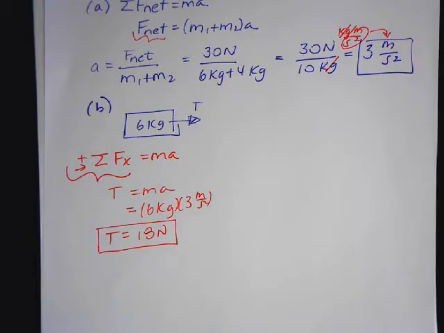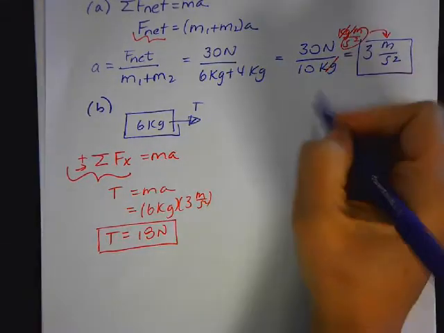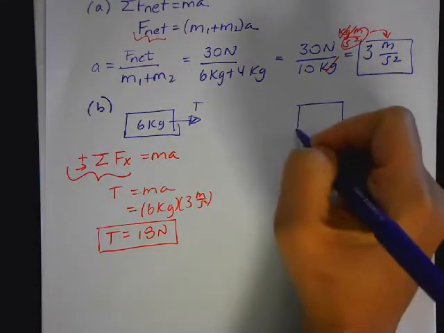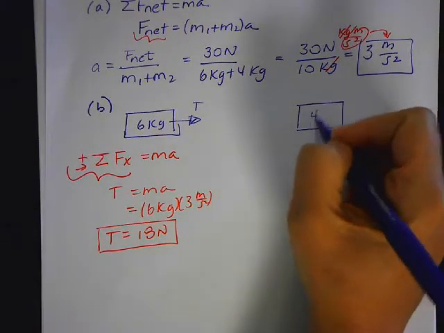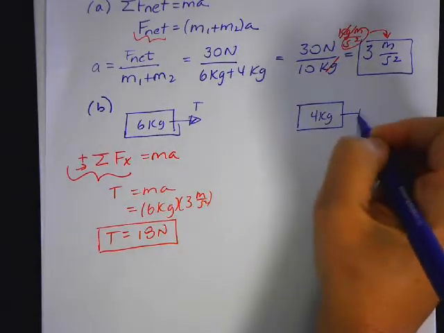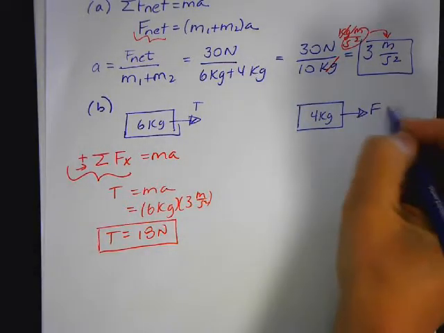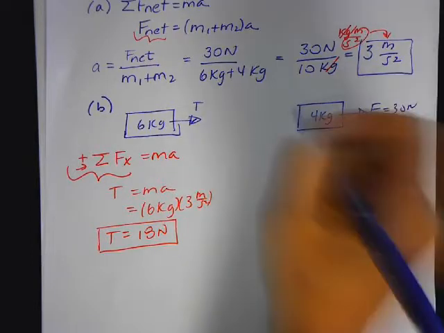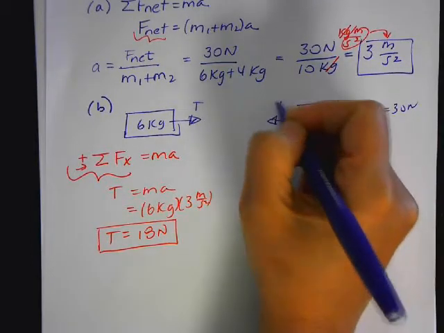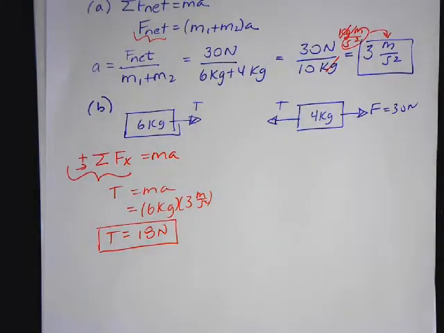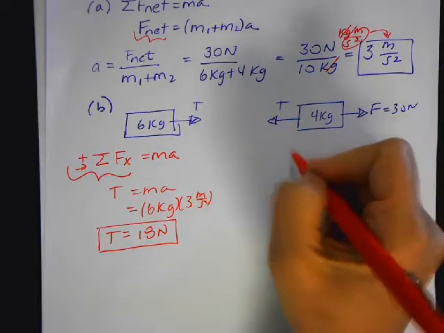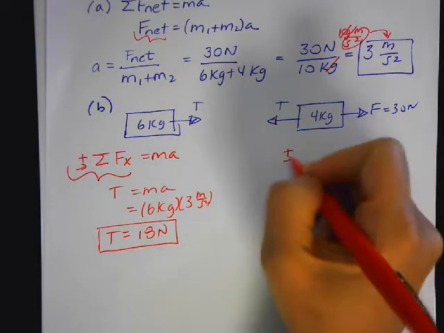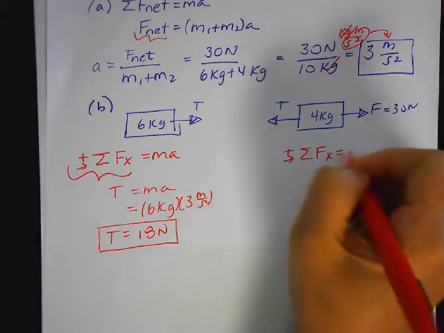Now, if I want to check my work, I could look at the other block. So let's go ahead and do that. I have my 4 kilogram block, and I have this force here, which I know is 30 newtons, and then the tension, one string is one tension, is going this way. So now if I do the other block, I could say summation of F of x is equal to MA.